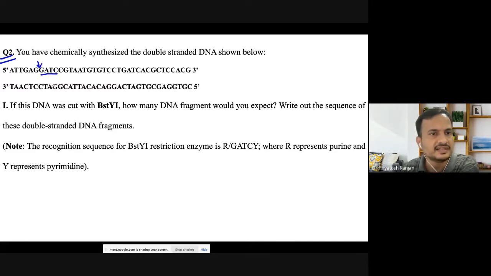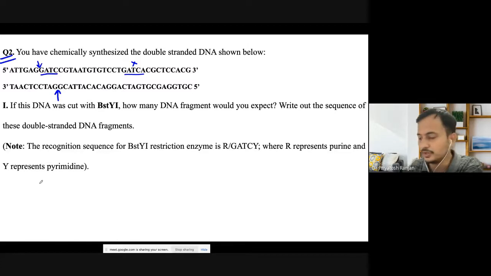GATC, again, GATCY. Remember, these restriction enzymes recognize palindromic sequences. So I also need to make a cut on the lower strand, GATC. I need to make a cut here. How about the other regions present in this double-stranded sequence? GATC, GATC, GATC. How about here? The problem is that before G, in this case, there is a T, which is not a purine but a pyrimidine. And same after the C, you have a purine and not a pyrimidine. So we'll only consider this one. There is one such sequence in this double-stranded DNA.